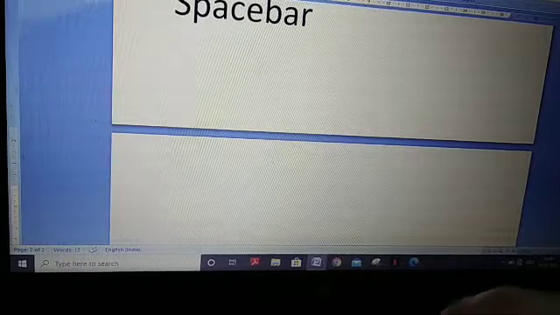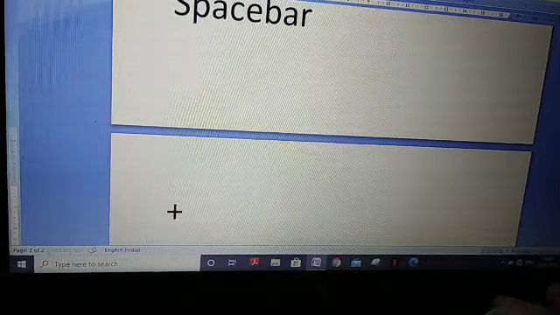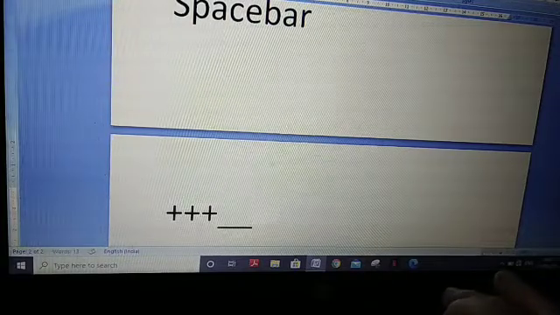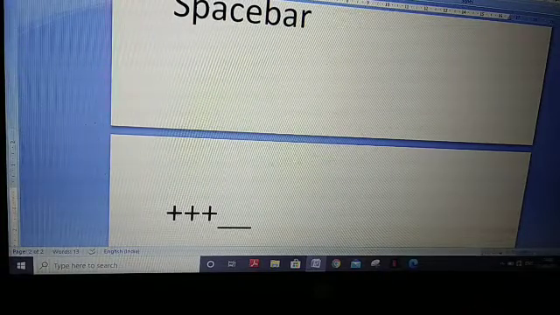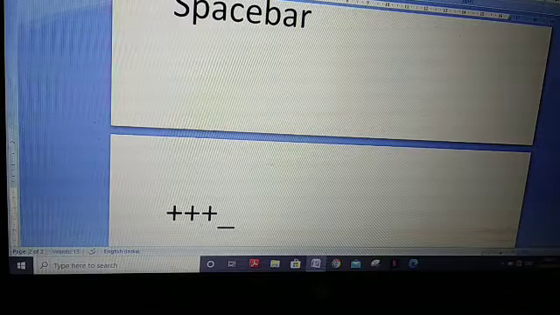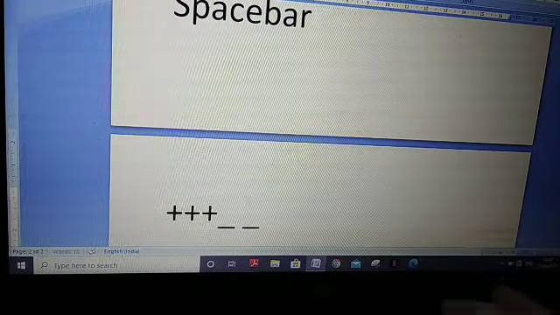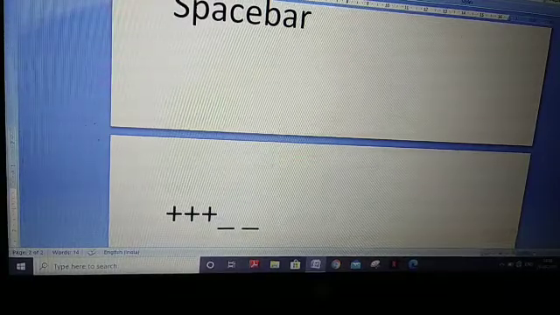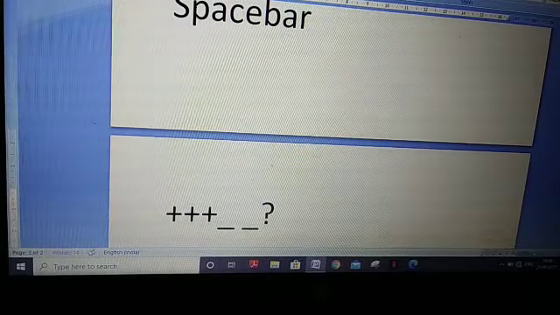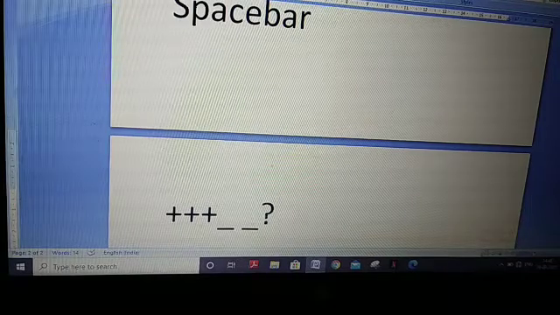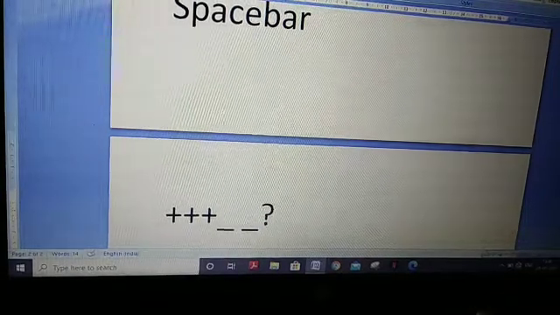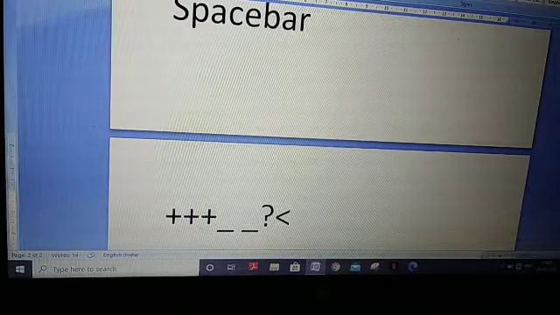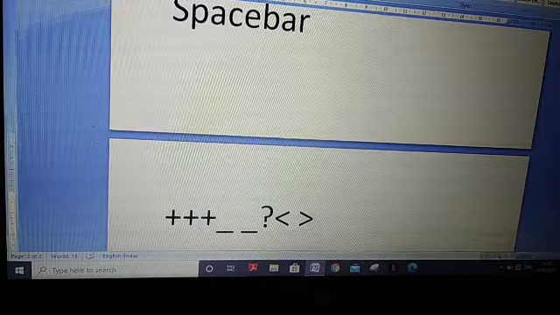Here you see, for the plus sign, press the shift key. See, plus sign. Then for the minus sign, the minus key. To put a question mark, press the shift key and then the question mark. These are symbol keys. Greater than sign, smaller than sign. These are symbol keys.